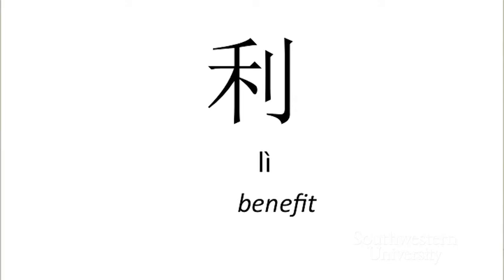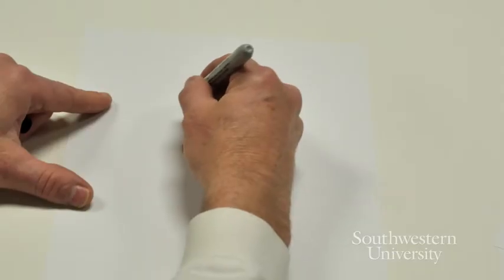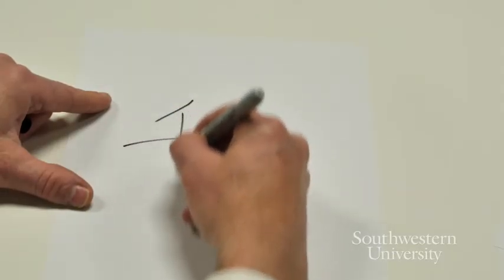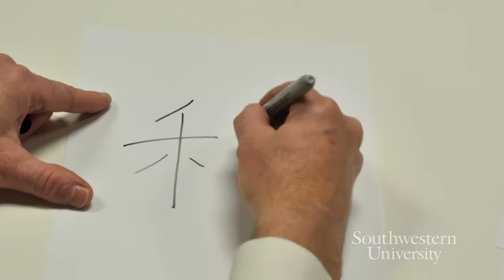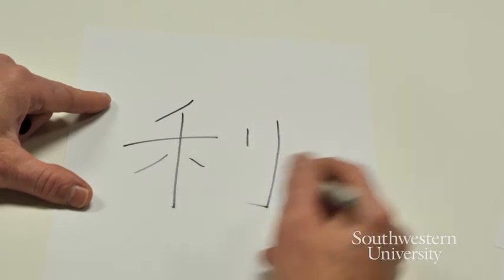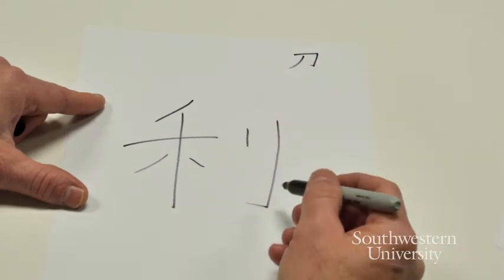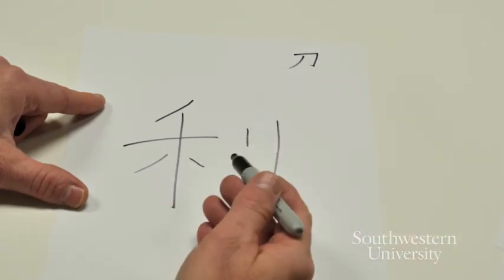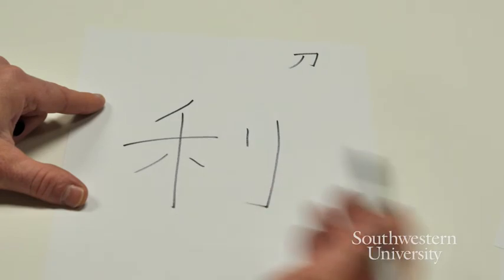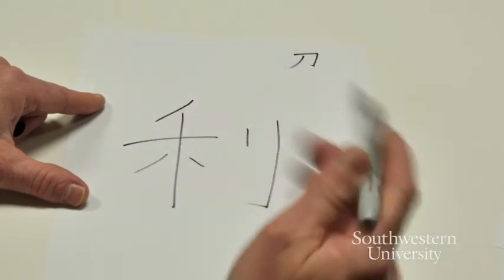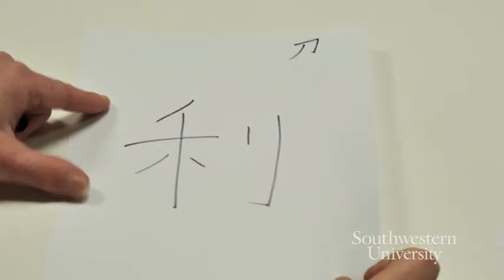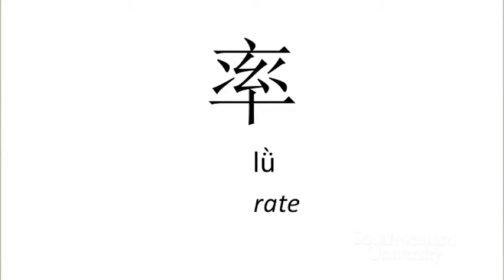Li. Profit or benefit is he, millet, next to li dao pong. So that li dao pong is dao, a knife. I think it indicates harvesting the millet at the end of the season to benefit or to profit from the harvest.